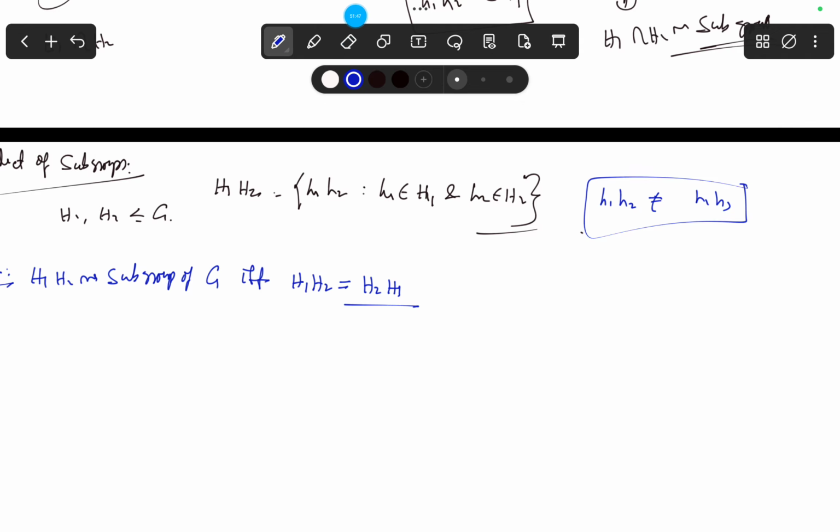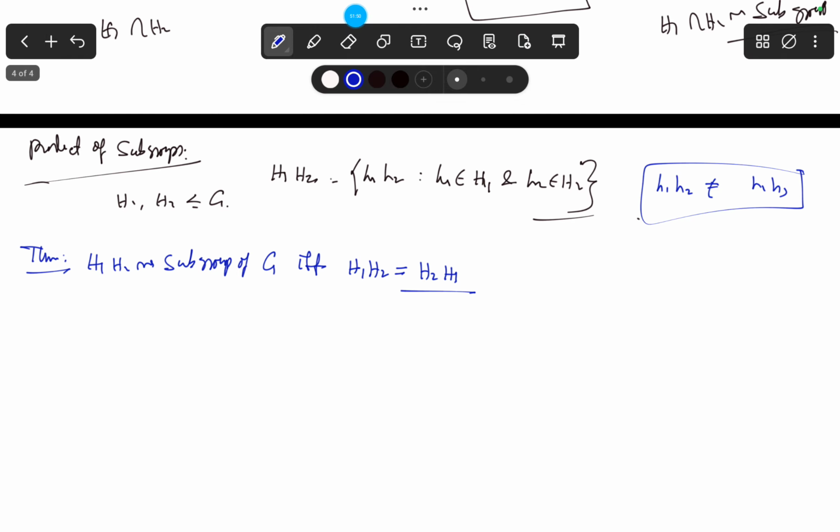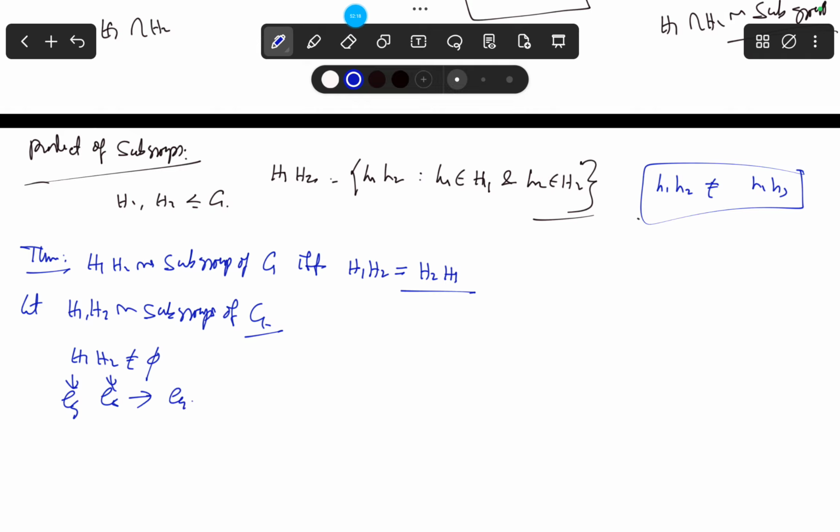Okay, so let us prove that. Let H1 comma H2 be subgroups of G. Since they are subgroups of G, of course we have that H1 times H2 is non-empty, right? Because you take EG from H1 and EG from H2, do the product, you will get EG again, and this must be in H1 H2. So it is non-empty.